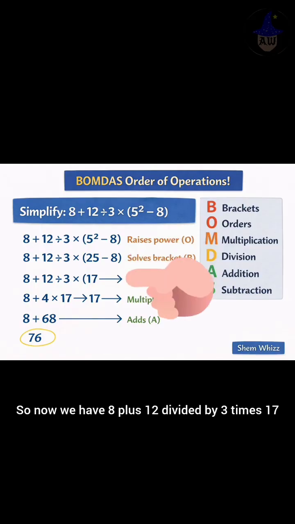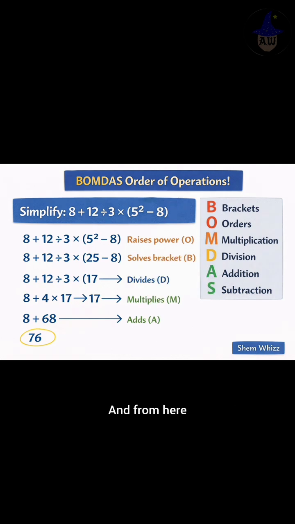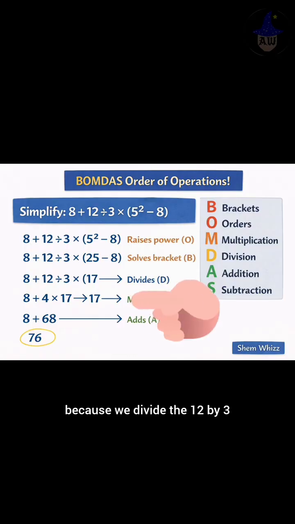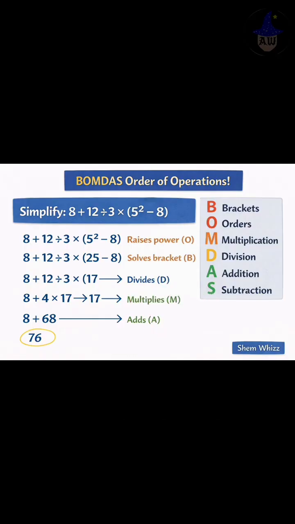So now we have 8 plus 12 divided by 3 times 17. And from here, multiplication and division hold the same value. So you have to move from left to right. So division will come first here. So now 8 plus 4, because we divide the 12 by 3. So 8 plus 4 times 17. Now multiply 4 by 17 because multiplication comes before addition. So 4 times 17 is 68. So now we have 8 plus 68, and the answer is 76.